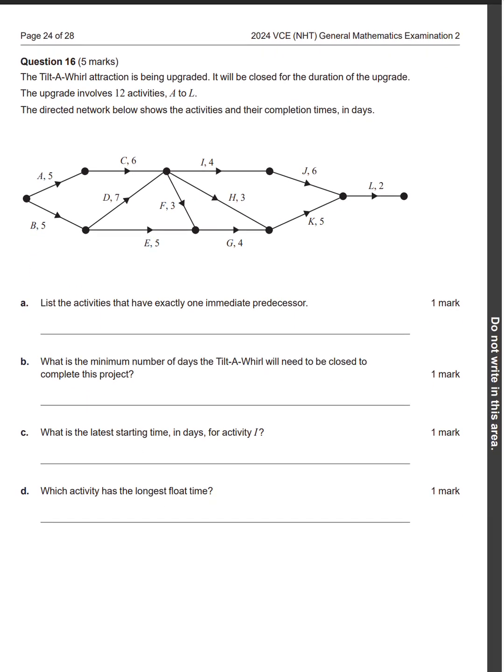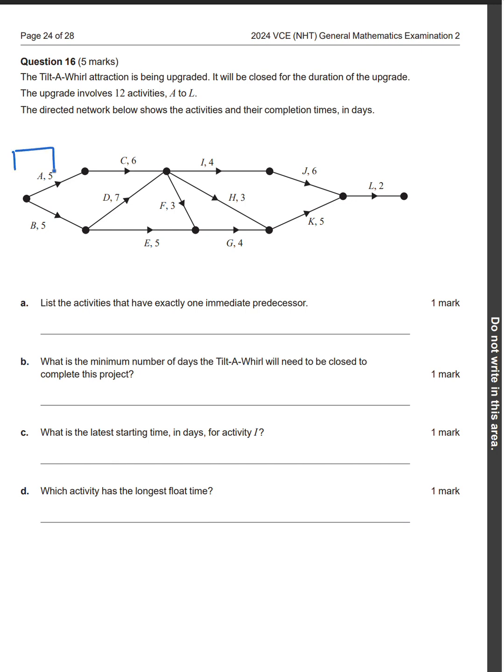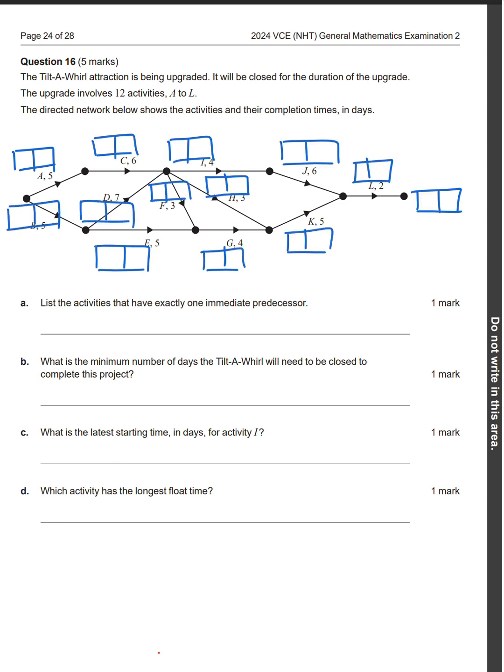Okay, the tilt-a-wheel attraction is to be upgraded. It will be closed for the duration of the upgrade. The upgrade involves 12 activities. So here we go. All right, now I'm just going to put my boxes in. Start with. Okay, now remember I always put my boxes on the activity rather than on the node, so that each activity gets its own special mention.